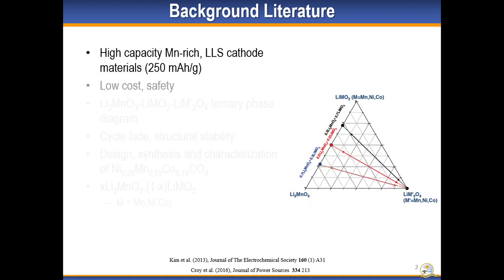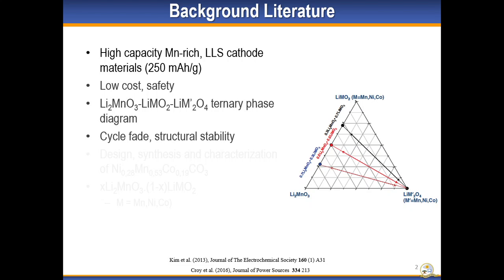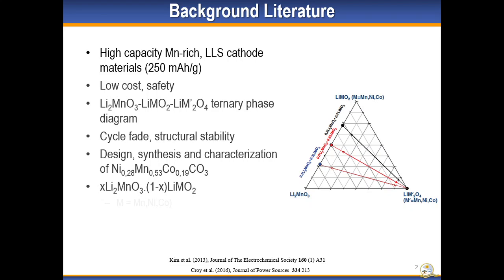So lithium manganese-rich materials have a high capacity of about 250 milliamp hours per gram. They have low cost and safety because of the high manganese content. On the right-hand side is a phase diagram of Li2MnO3, LiMO2, LiM2'O4, which is the spinel phase of the ternary diagram. LMR materials are typically limited by cycle fade and structural stability.